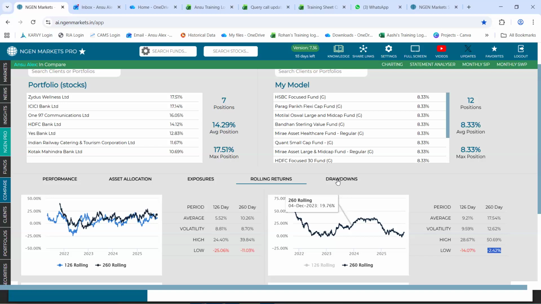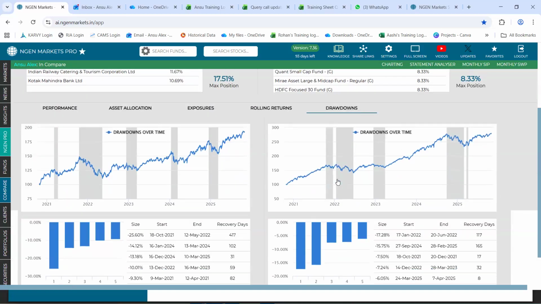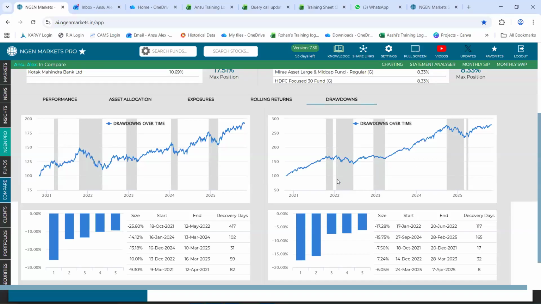Post this, you could also view the drawdown analysis, which lets you see how quickly the portfolio was able to recover from any loss that has happened in the past. Right here, there are four columns that you can come across. First is the size, which lets you know the magnitude of loss that is experienced. Following that, you can see the start date of loss and the end date of loss. And then you get to see the number of days the portfolio took to recover from this loss.